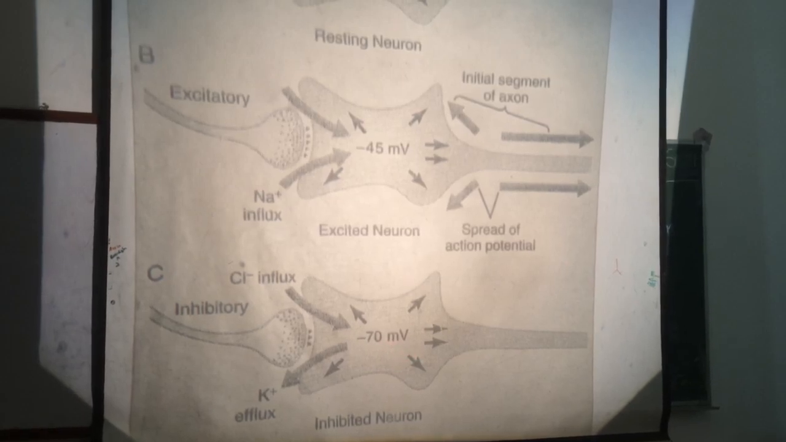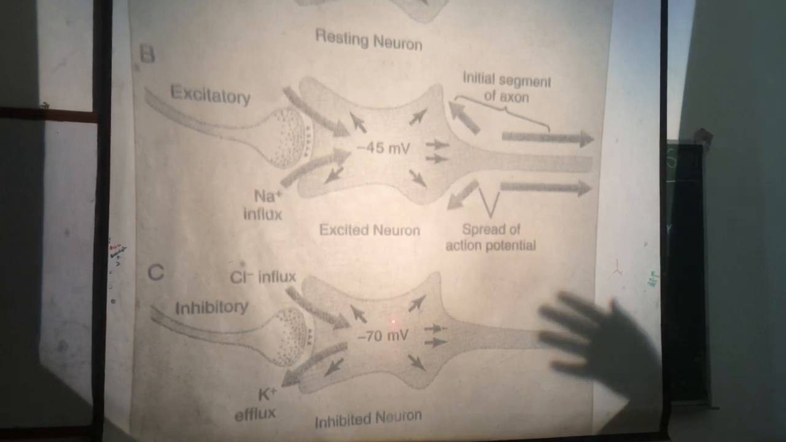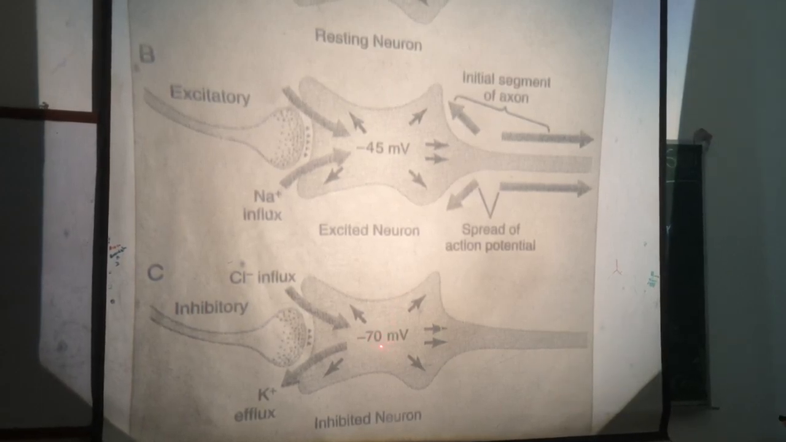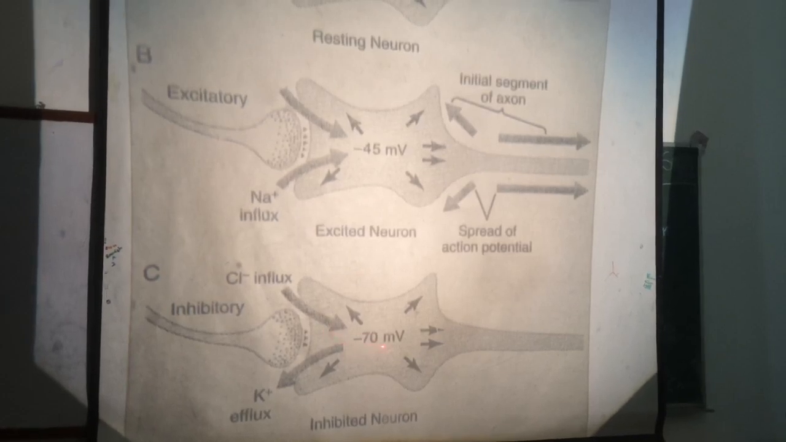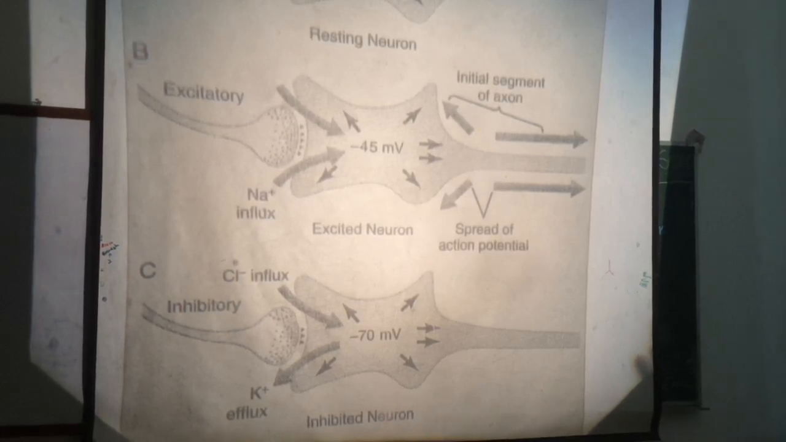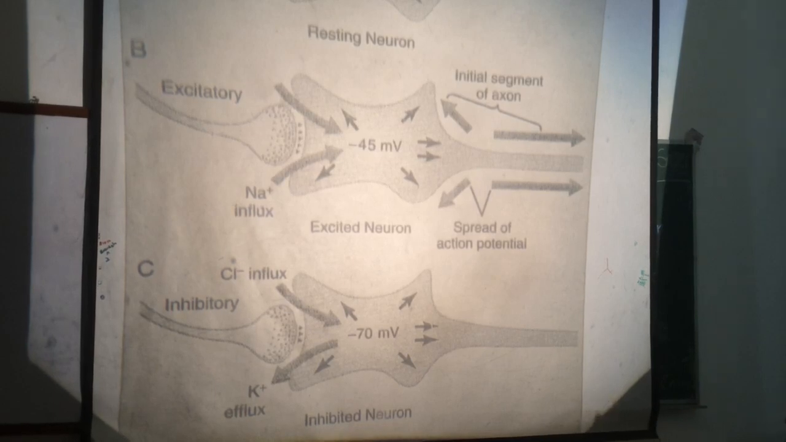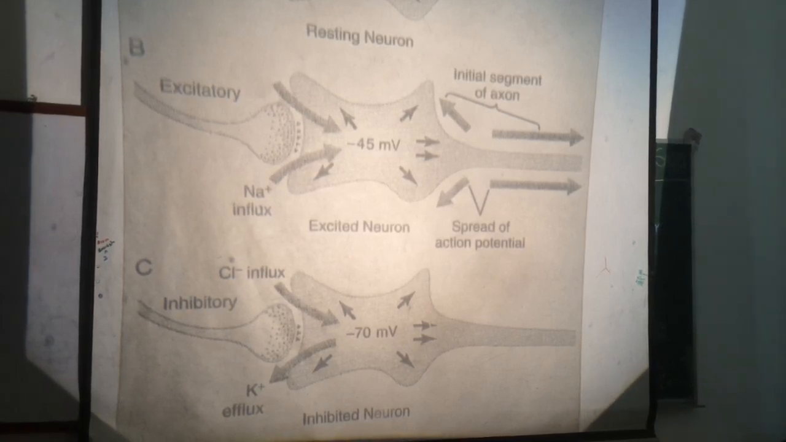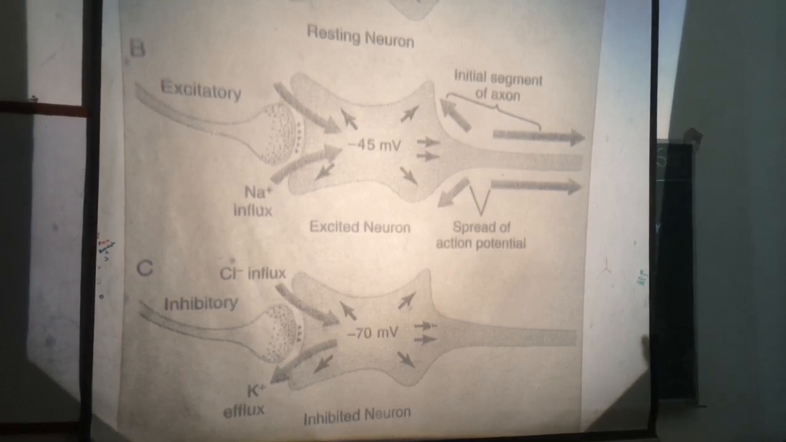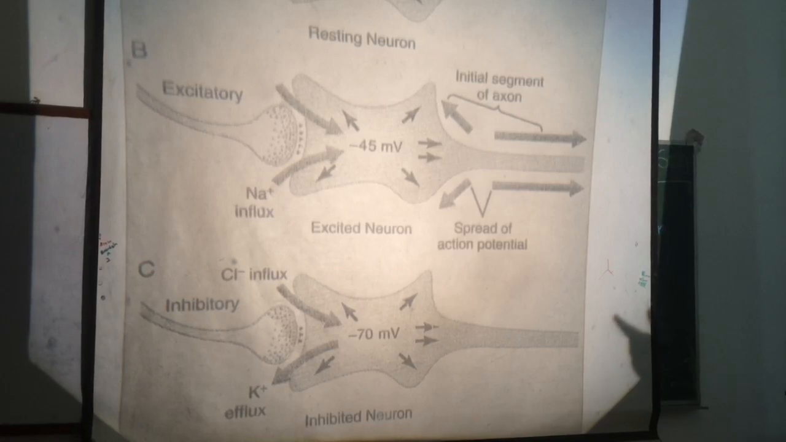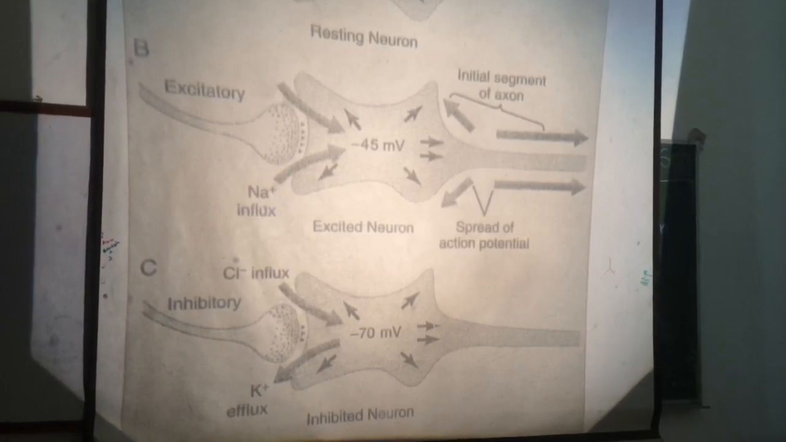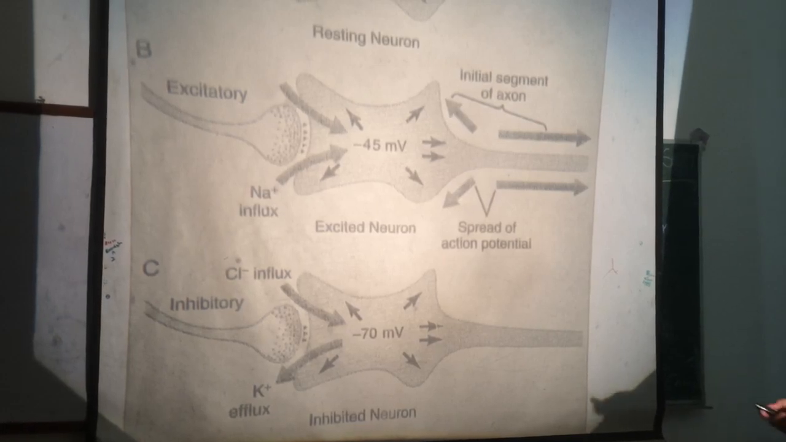Normally, the resting value is minus 65. It becomes minus 70, more negative, and this is called hyperpolarization. So the postsynaptic neuron becomes inhibited, and that is through IPSP, inhibitory postsynaptic membrane potential. That is, the membrane potential becomes more negative than the resting value, and this results in inhibition of the postsynaptic neuron.